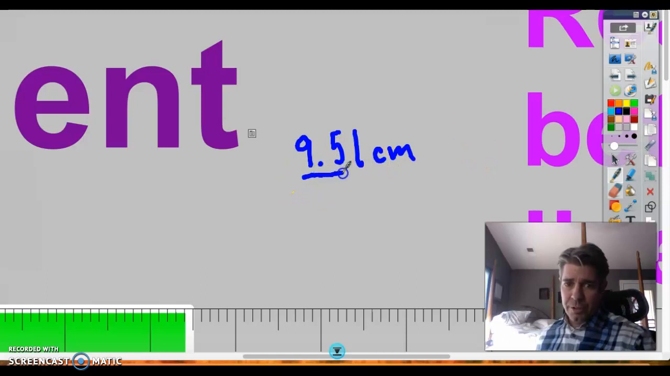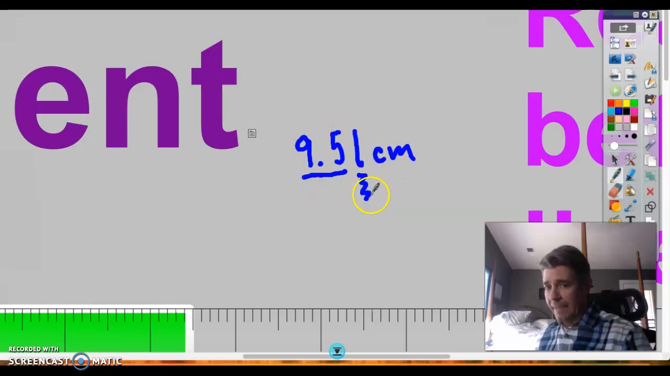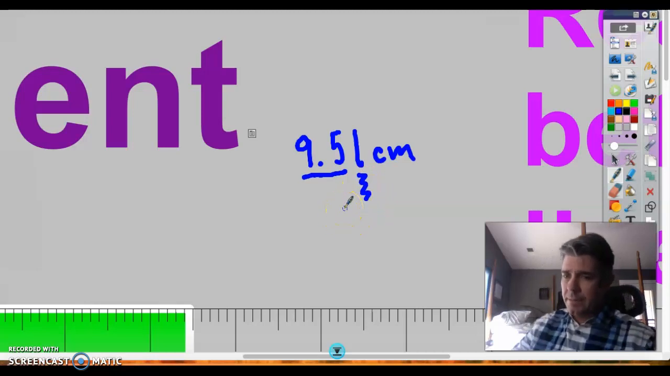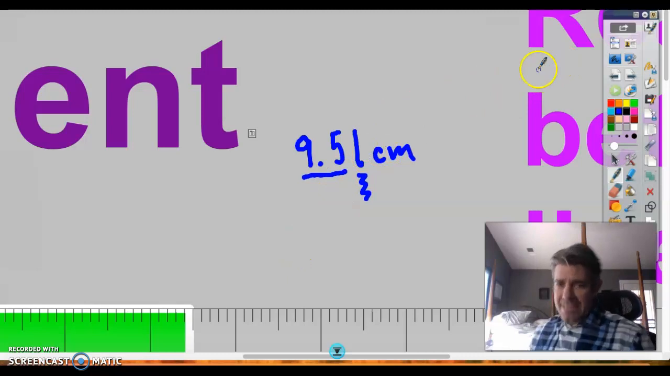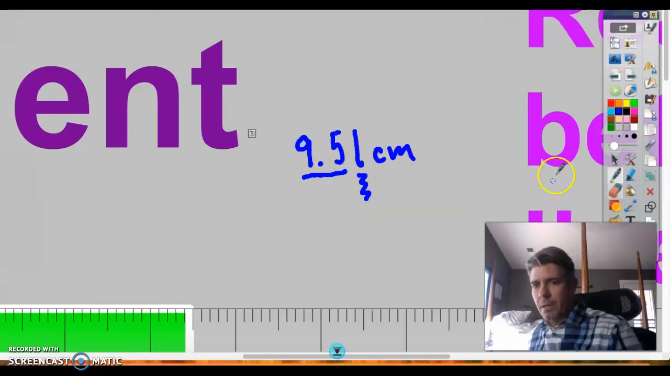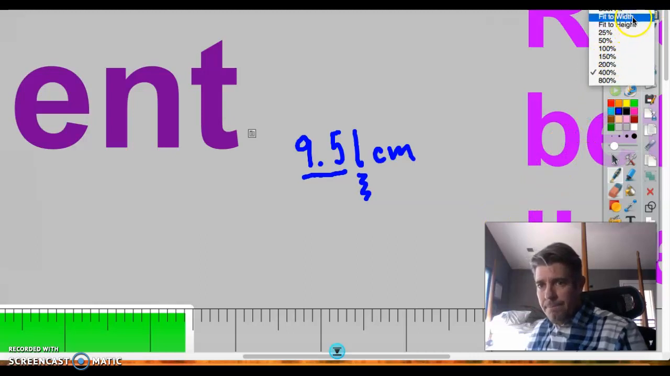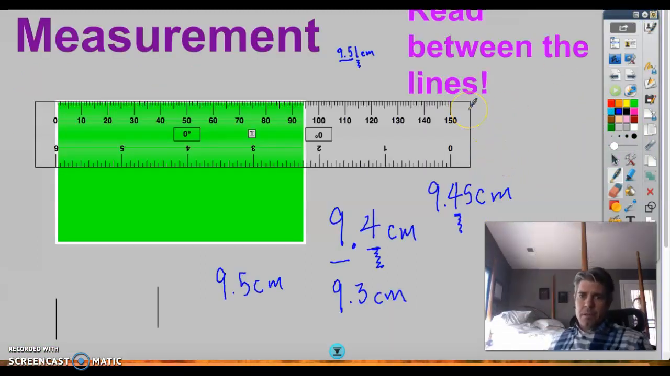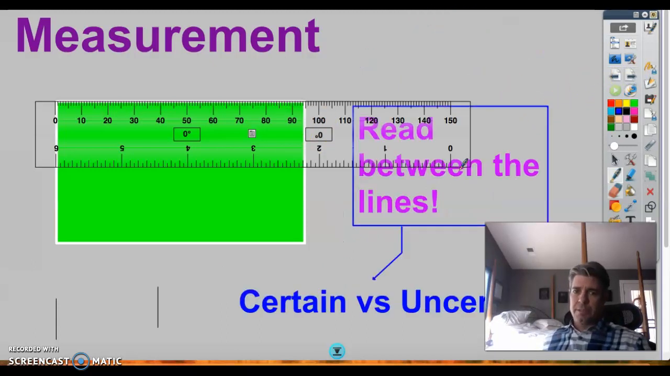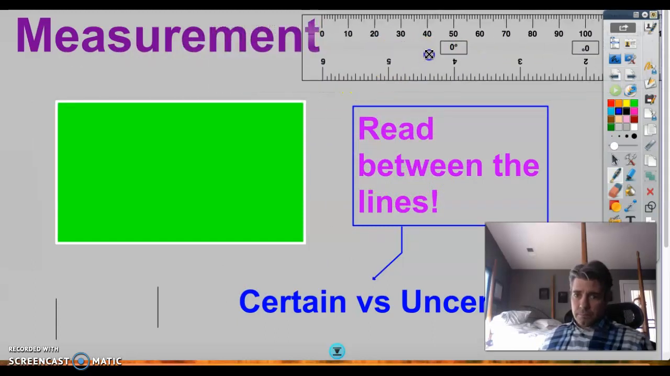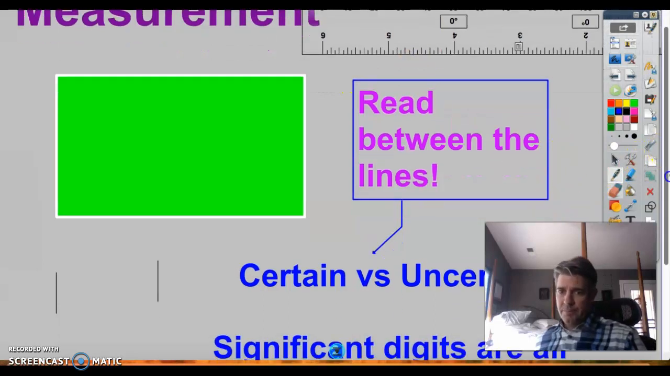I have 2 certain digits and 1 uncertain. You always have 1 uncertain digit. So this would give me a total of 3 significant digits. Uncertain digits are significant because we trust that every scientist taking a measurement estimates it to their best ability. So that's what we mean, it all comes down to the tool. You have to read between the lines, and you have to have those certain and uncertain digits. Reiterate this.